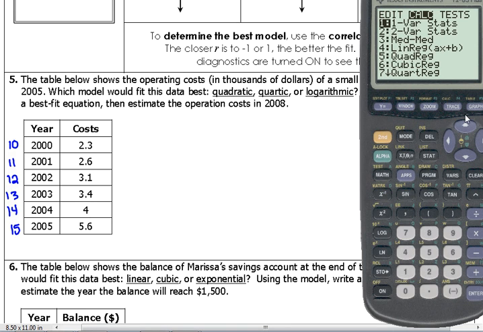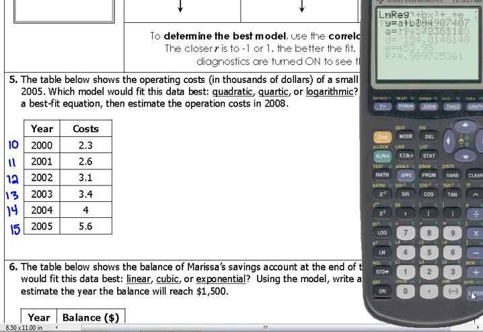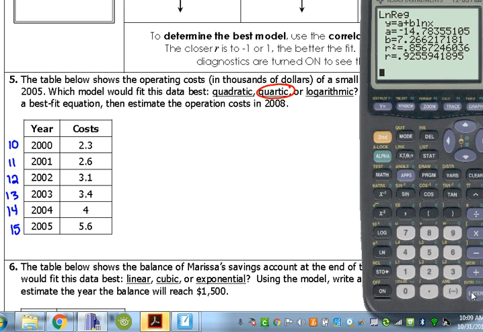And then what is logarithmic? Okay, logarithmic is only 0.925. So yes, a quartic is the best model for this one. Okay, quartic is the best model. So let's use that model to predict or estimate here. I like to round to 3 places after the decimal.